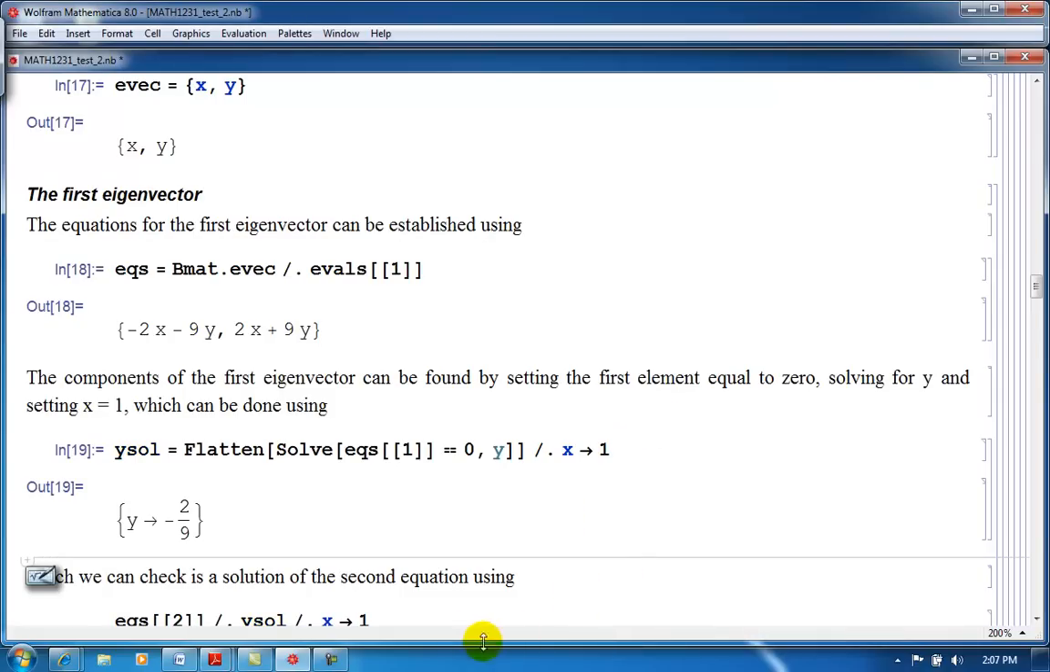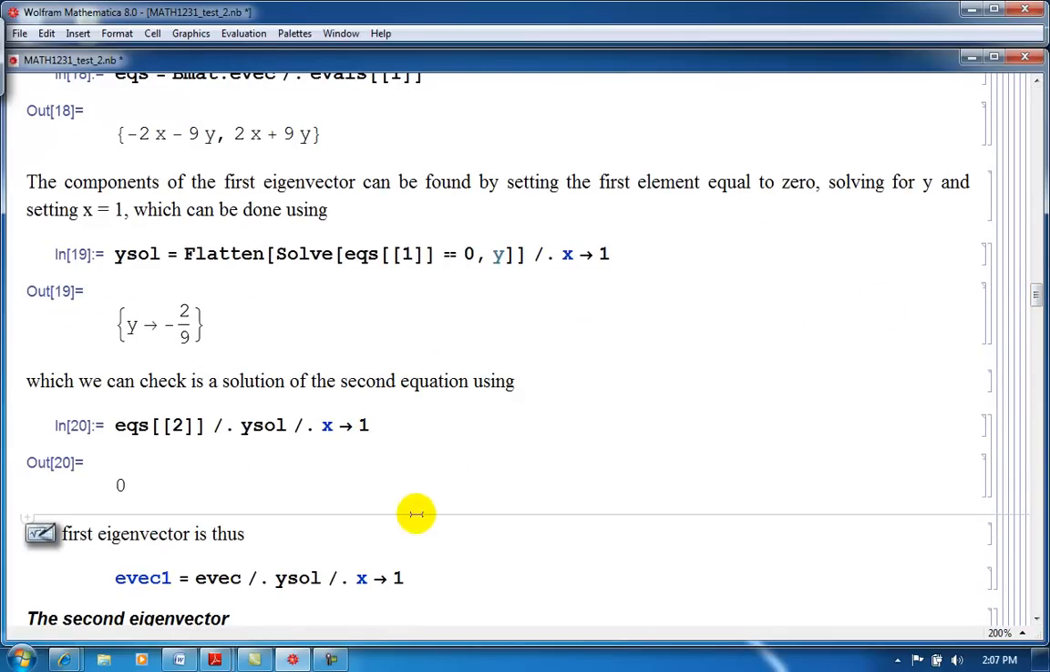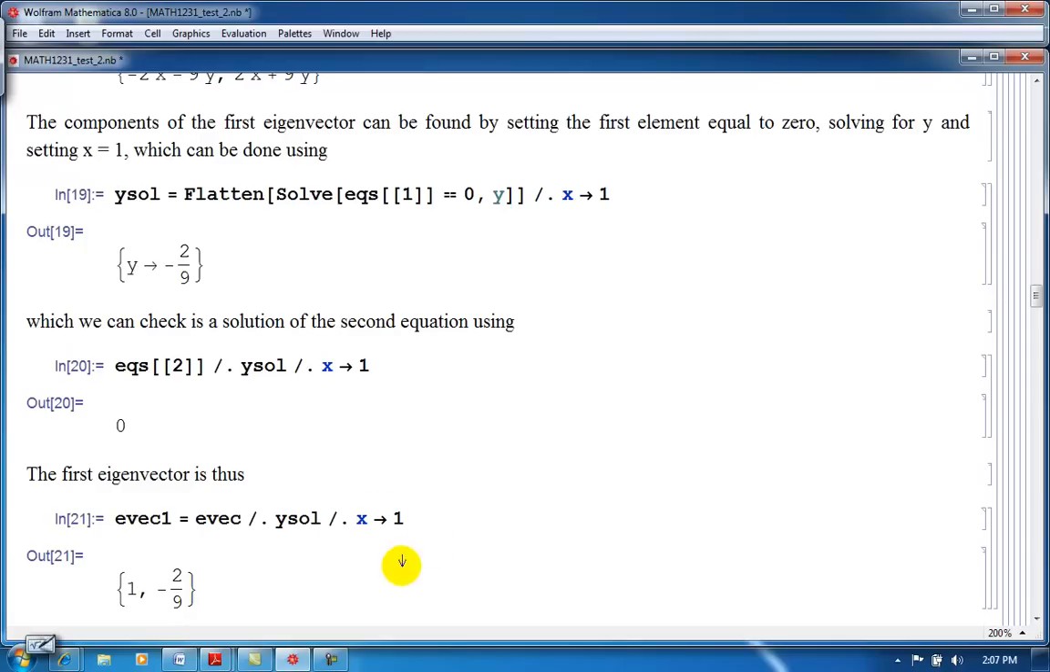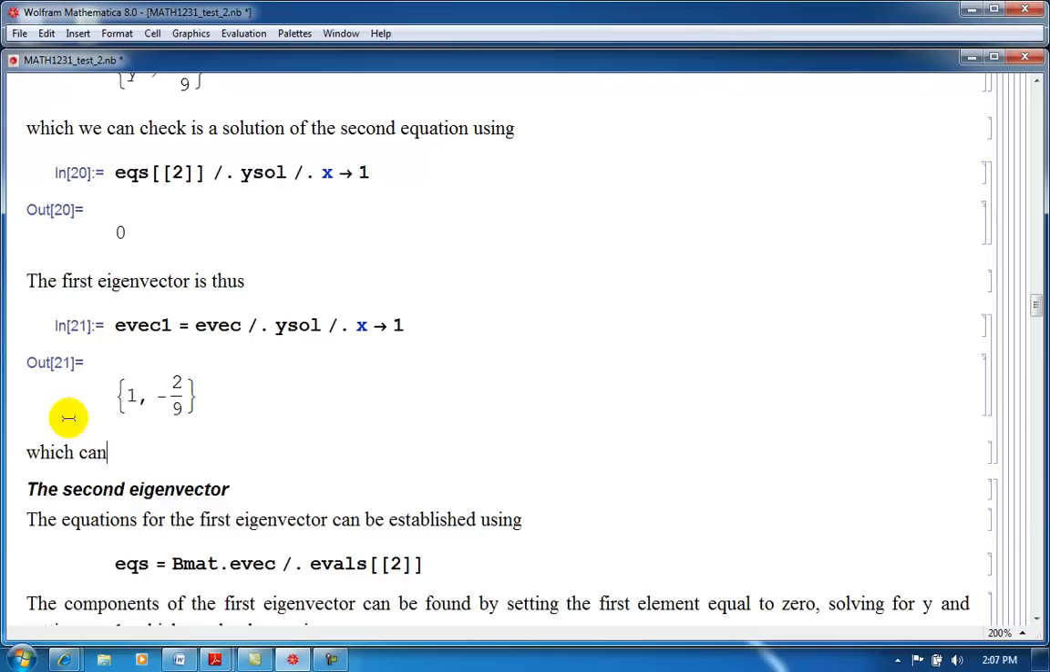and there's the value of y, and we better check that that is a solution of the second equation and see that it is, so we can work out the first eigenvector. It's that. Which we can visualize. So I'll put that in. Can be visualized as a column matrix using that function we defined above.